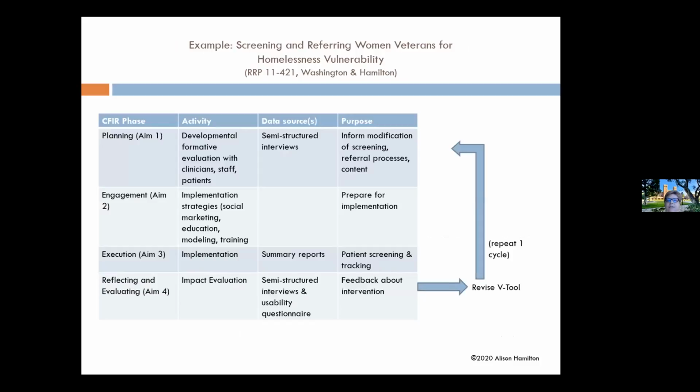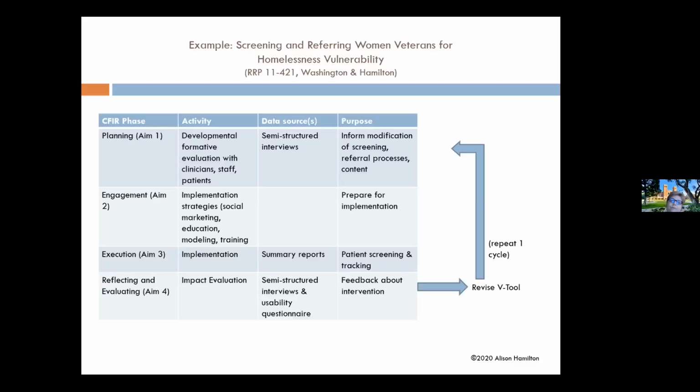So this is just a visual of how we lined up our data sources and the purpose of those data sources. You see the CFIR phases in the left column and the aims that corresponded to those, and the activities that we were doing for each aim, what types of data we had for each aim, and what the purpose of those data were.